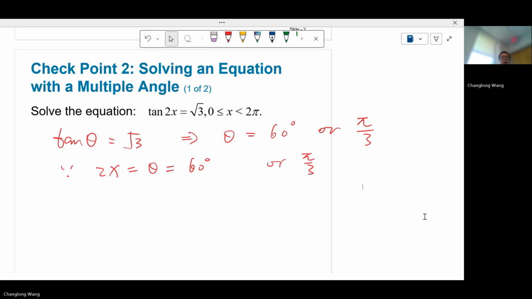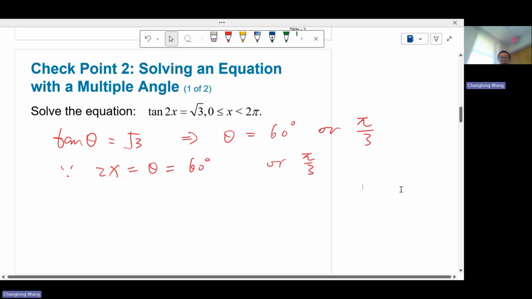Therefore, I suggest that you remember something very special about tangent x. You guys know the period of tangent. Is it pi or 2 pi? Period of tangent. Pi. Even 2 pi is still a period of tangent, right? But pi is actually the smallest period. So now, here's a little trick, only works for tangent.